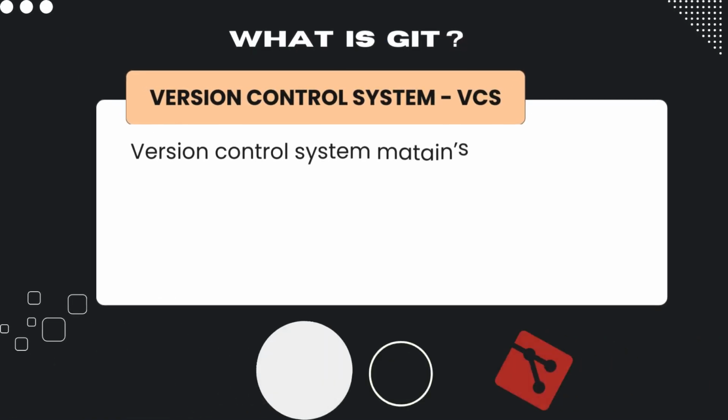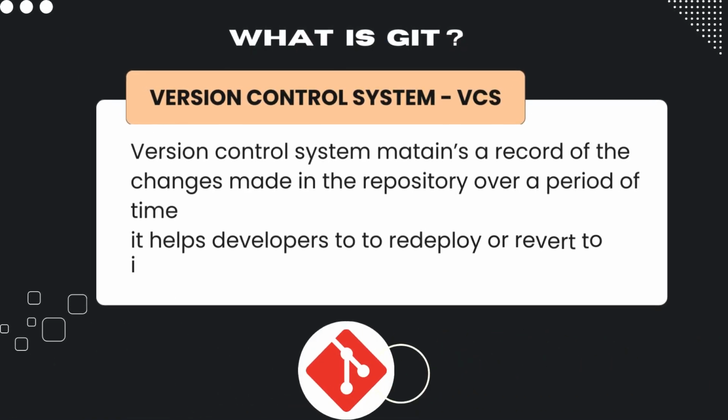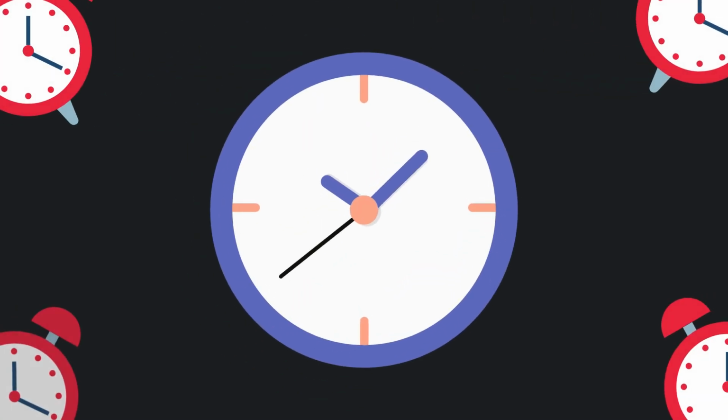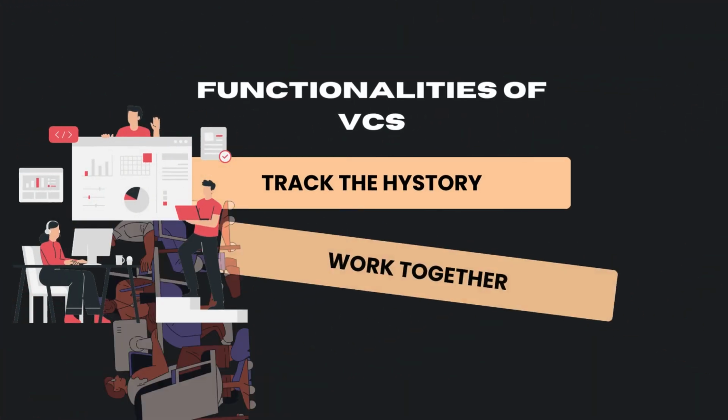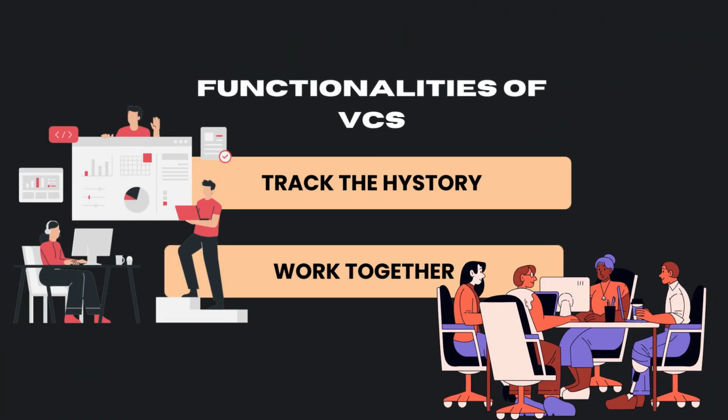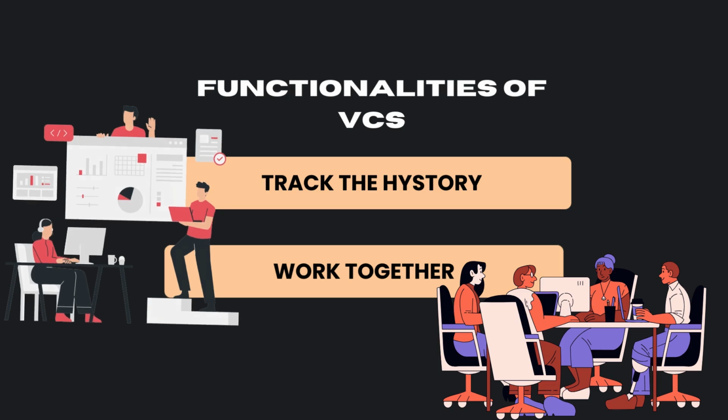What is Git? Git is a version control system. A version control system is nothing but it maintains a record of changes made in a repository over a period of time. The two main functionalities of a version control system are to track the history of the project and to let several developers work on a single repository.